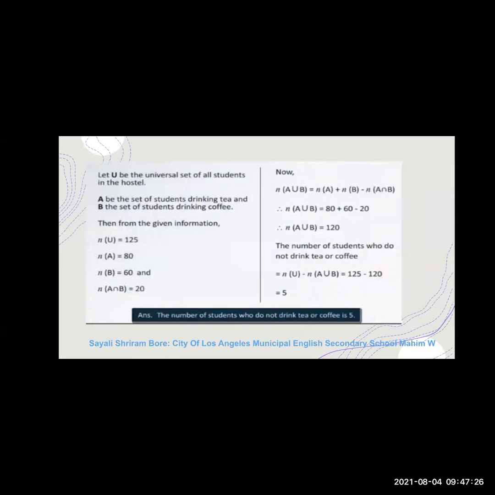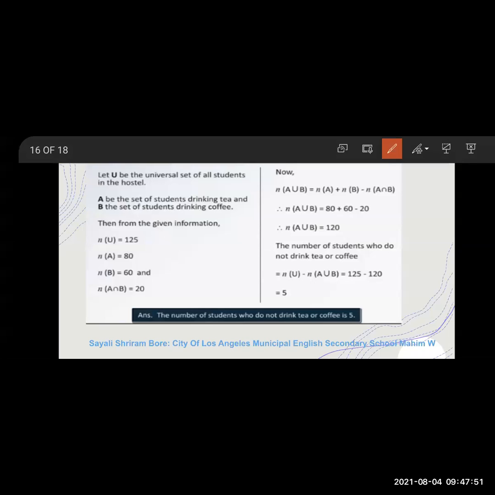Okay. So here this is the question, which is there in your practice set. If you want, you can take the screenshot. So your total number of students is 125. The students who are drinking tea is 80. Students who are drinking coffee is 60. And the students who are drinking tea as well as coffee is 20. Okay, so apply the formula. You will get the union part, N of A union B, 120.